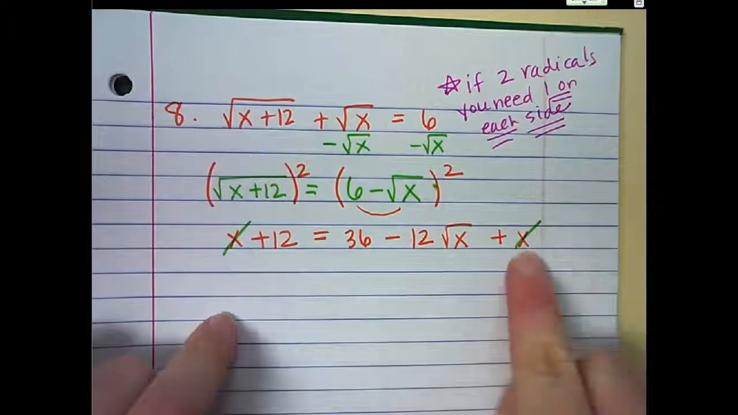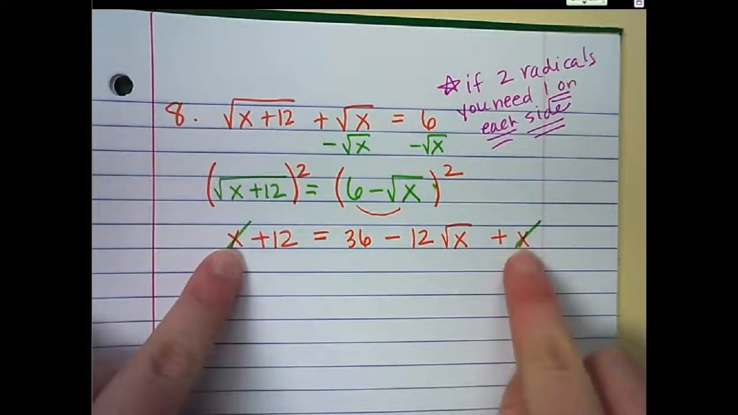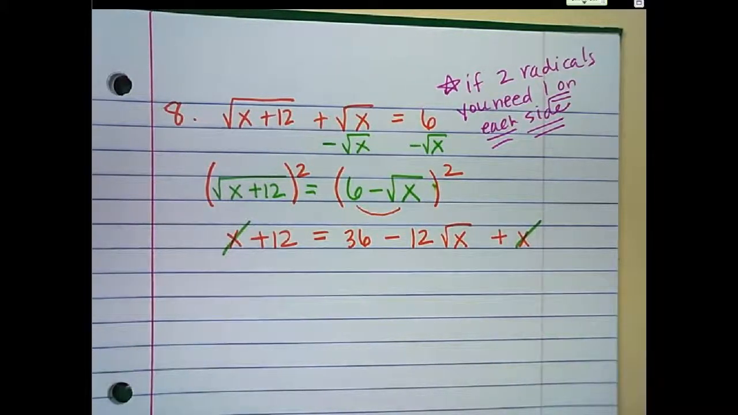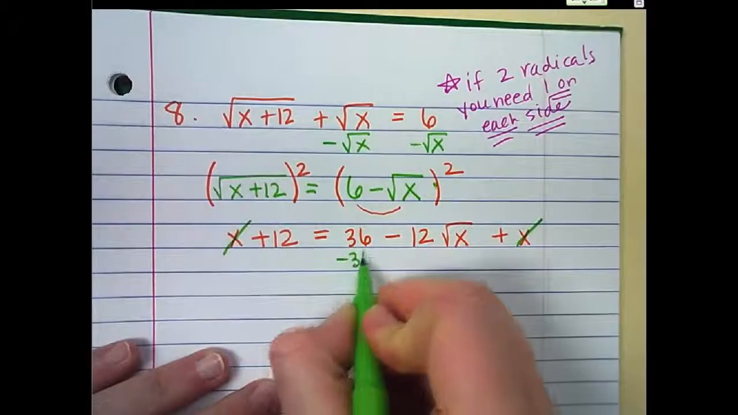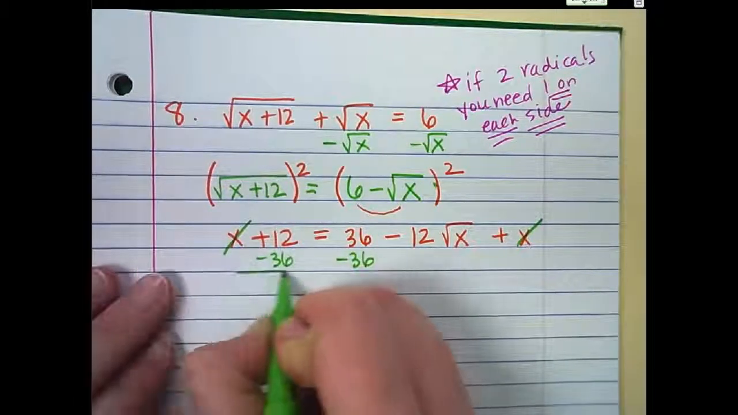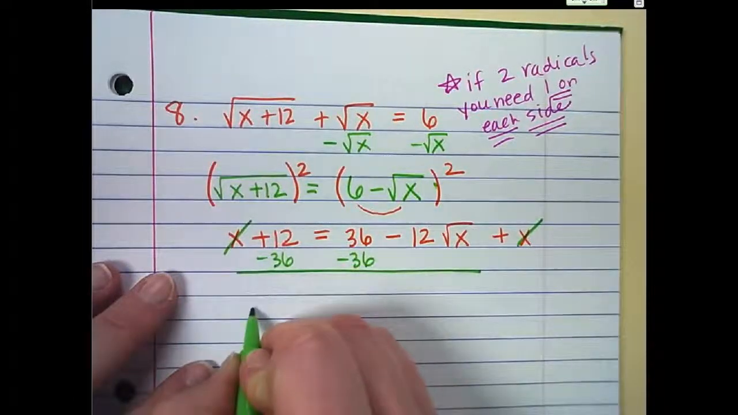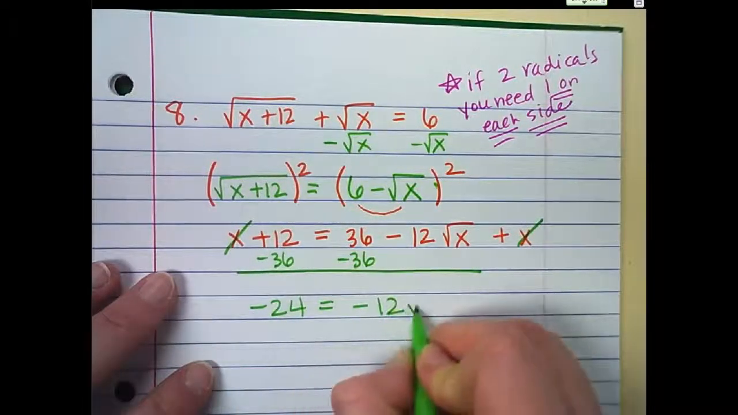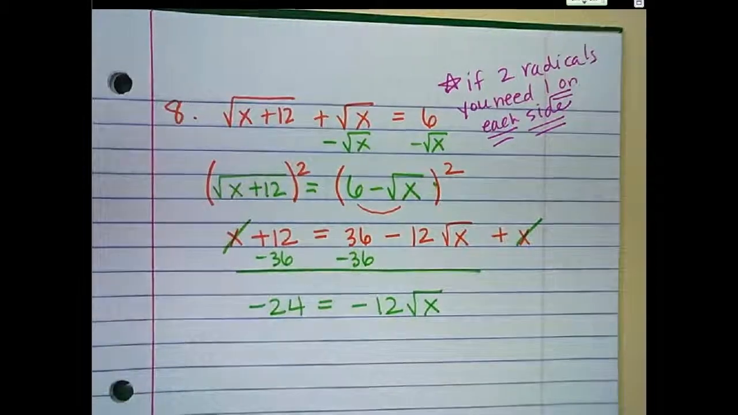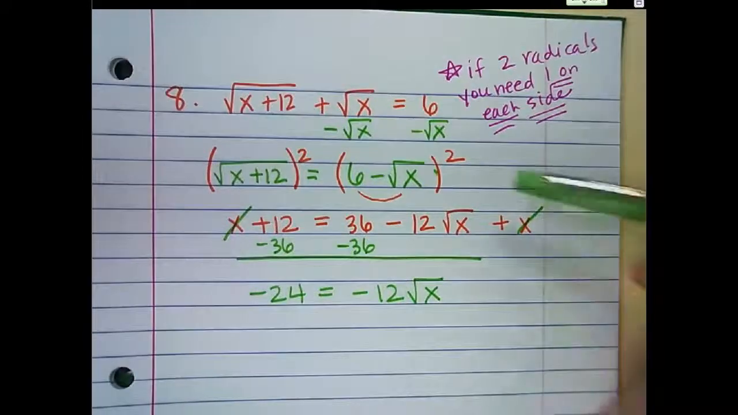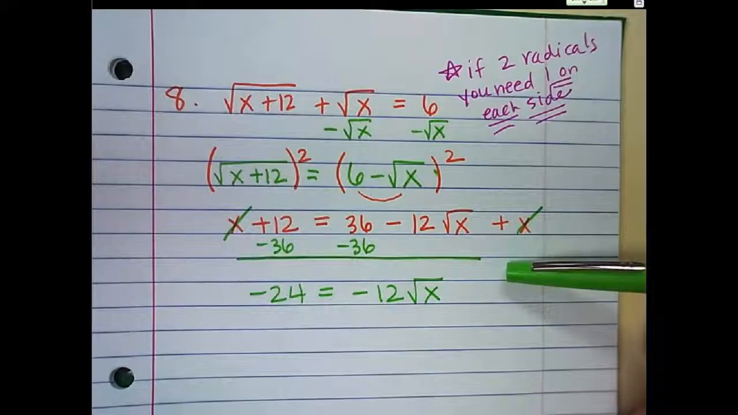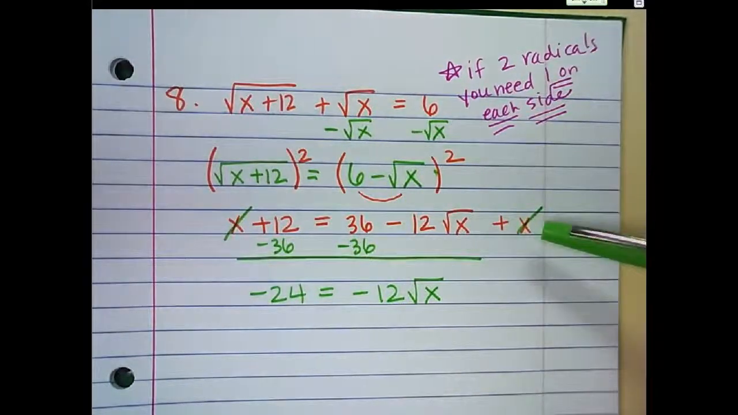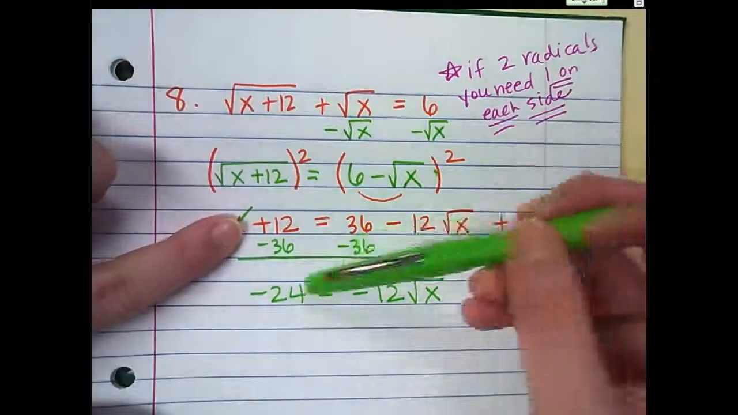Let me say that again. If there's an x on this side and x on this side, if you subtract this one over or this one over, they're going to cancel. So I'm going to move my number over, 36. I'm going to move over here. So what is that? -24 equals -12 square root x. Did I lose anyone on a step somewhere? Is everyone okay? So I did a shortcut here to get this. These x's canceled. Move the number over.